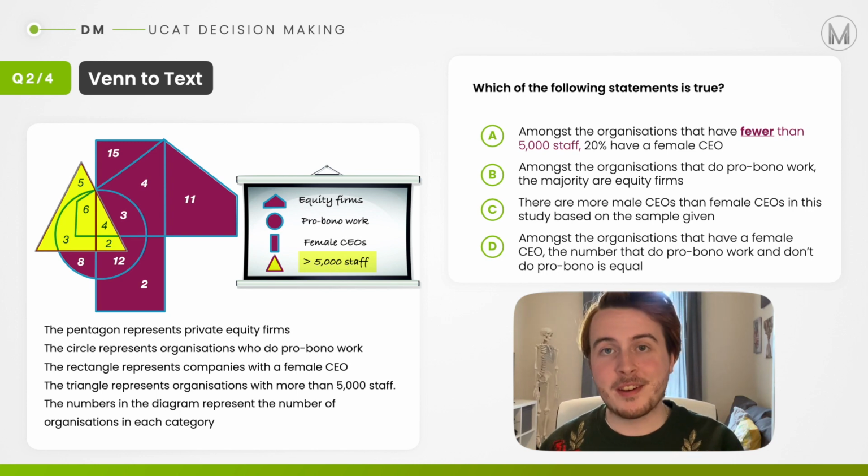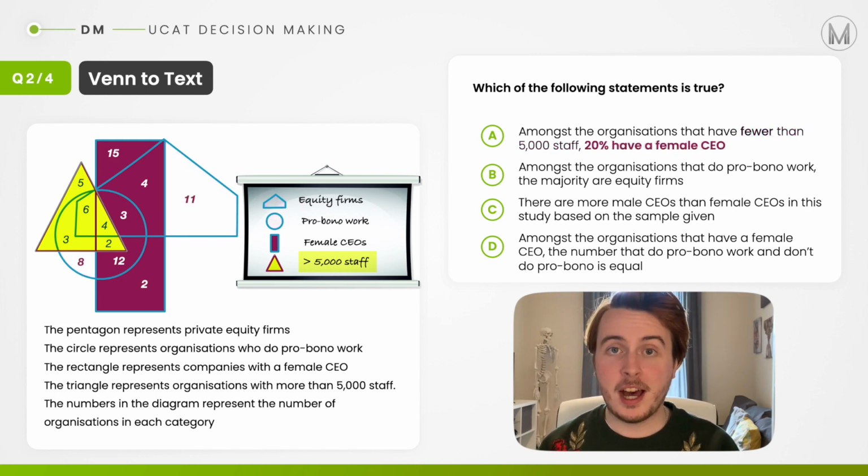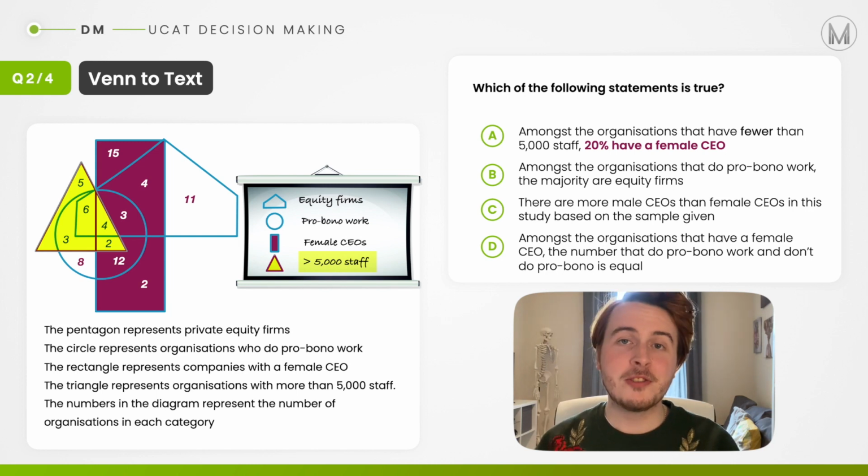And we're thinking 20% of them have female CEOs. Even by inspection, I know that that's not true. Because if you look at how many of those numbers that are now shaded in purple lie within that middle rectangle, a lot, more than 20%. That's going to be far over our total. So I can immediately just score that one out by inspection without really doing any sums here.